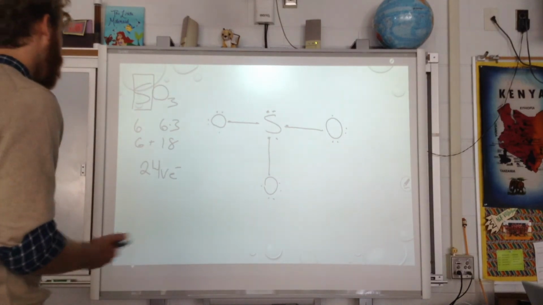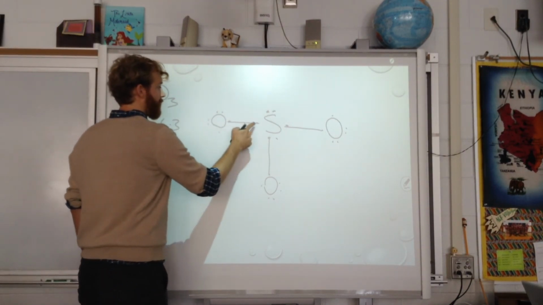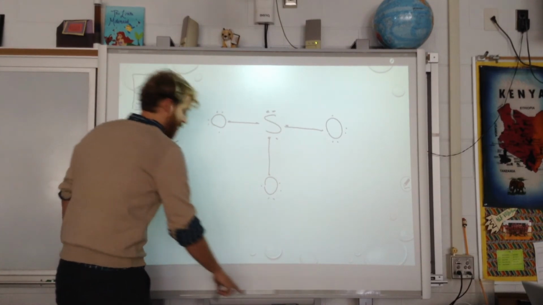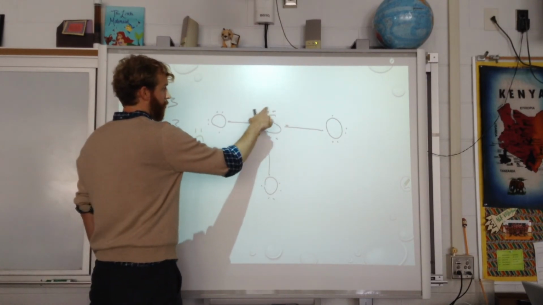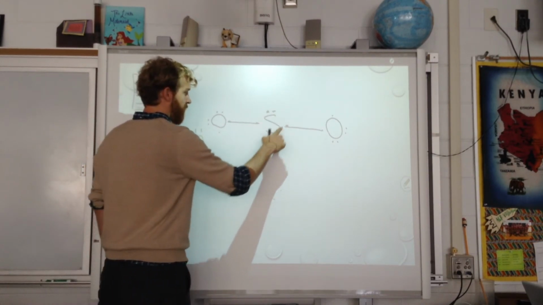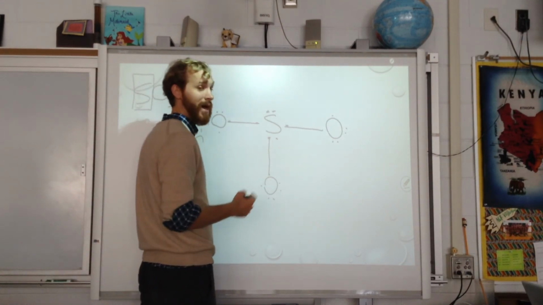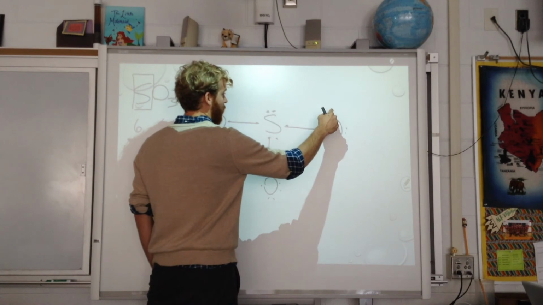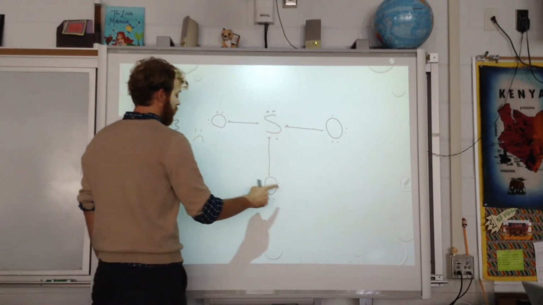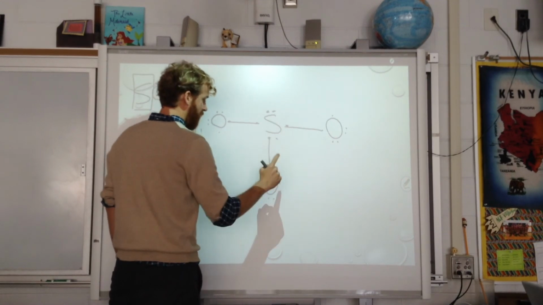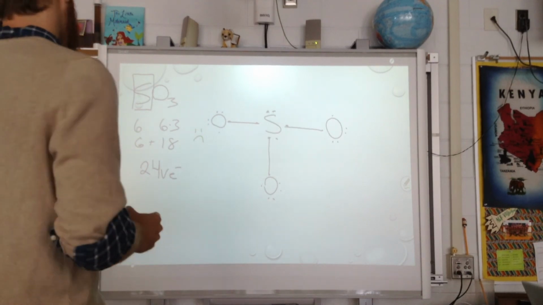Now let's see if everyone's happy. This oxygen, 1, 2, 3, 4, 5, 6, 7. Uh-oh. Unhappy. This sulfur, 1, 2, 3, 4, 5, 6, 7, 8, 9. Uh-oh. Unhappy. Because it has 9. It wants 8. It's got too many. This oxygen, 1, 2, 3, 4, 5, 6, 7. Unhappy. This oxygen, 1, 2, 3, 4, 5, 6, 7. Unhappy. So right now, everything's unhappy.